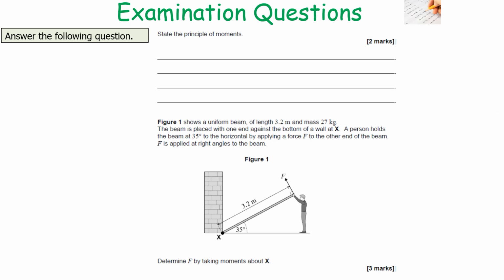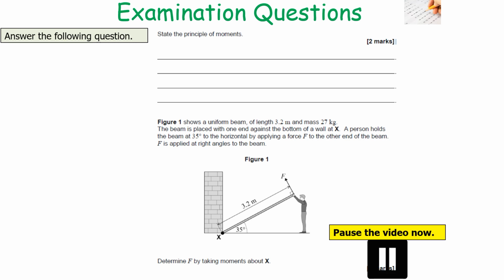The next question says, state the principle of moments. Then figure 1 shows a uniform beam of length 3.2 meters and a mass of 27 kilograms. The beam is placed with one end against the bottom of the wall at X. A person holds the beam at 35 degrees to the horizontal by applying a force F to the other end of the beam. F is applied at right angles to the beam. Determine F by taking moments about X. So pause the video now, then unpause the video when you want to go through your answer.